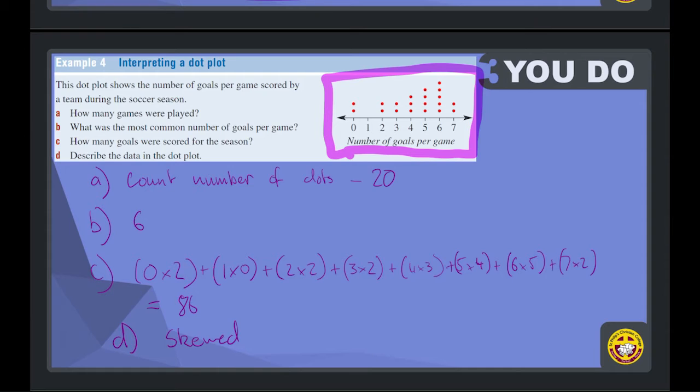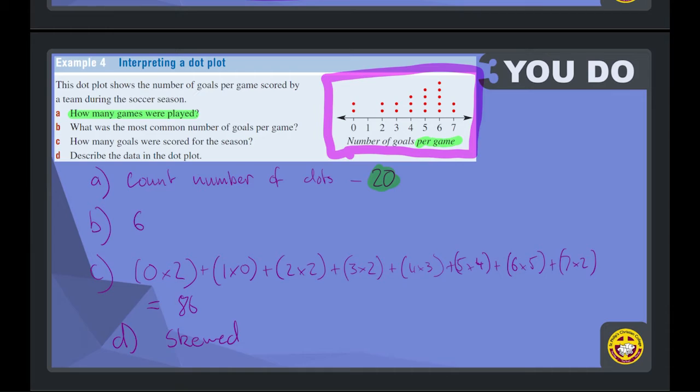All right, and here we have the solutions to these questions. I just want to talk about a few of them. The first one here, how many games were played? The dots represent the number of goals per game, so each dot represents a game. So to get this answer, we simply just count the number of dots. The most common number of goals per game, well, that's easy. That's just the column that has the most dots.